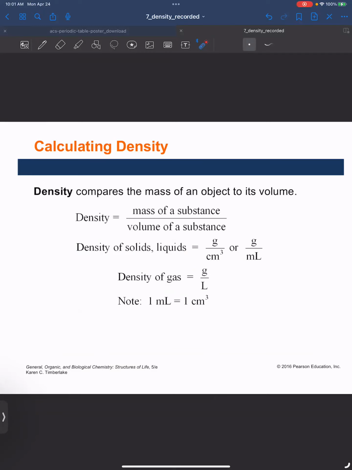So density allows us to compare the mass of an object to its volume. Once again, density is mass of a substance over volume of a substance. For density of solids and liquids, we typically use units of grams per cubic centimeter or grams per milliliter. If you're reporting the density of a gas, then that's usually grams per liter. And just remember from a previous video that 1 milliliter is the same as 1 cubic centimeter.